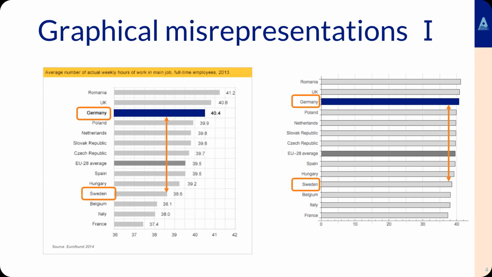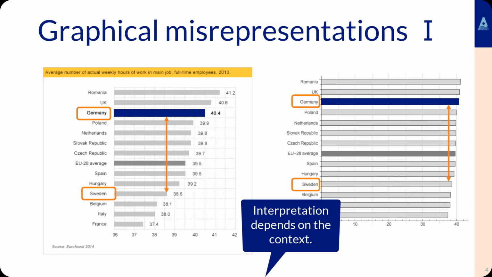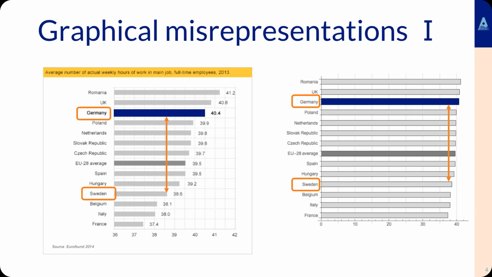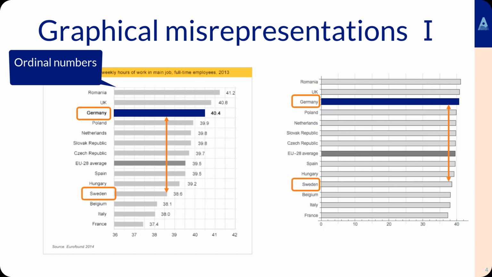Now, it's important to understand that interpretation always depends on the context. So it's not correct to say that one chart is absolutely wrong and one chart is absolutely correct. The left-hand chart is useful if you simply want to see the order of things, because the differences in the column heights are more clear. So if you're just interested in the fact that Germany is higher than Sweden, and Germany is third in the ranking and Sweden is fourth from the bottom, then that left-hand chart is valid. In that case, you're thinking of them as ordinal numbers. You're sorting things in order.